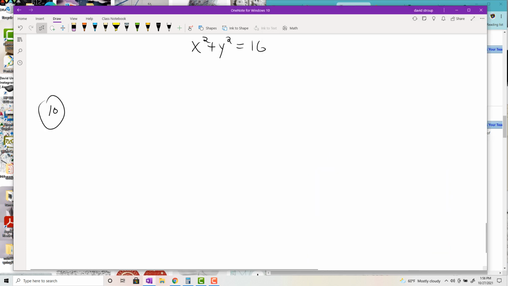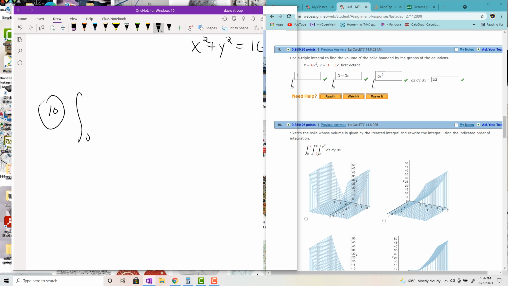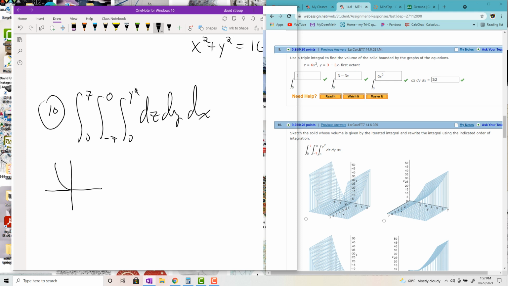So number 10. Over a little bit: negative 7 to 0, 0 to y squared, dz, dy, dx. Okay, so in the yz plane, z equals y squared is just a parabola. If we extend that into the x direction, look at the inner integral. It's going from z equals 0, which is the xy plane, to z equals y squared, which is basically just this parabola, but moved into the x direction, because x is allowed to vary over the real numbers. So your object is kind of like a parabola on steroids, right? So it's this object here. Okay, great.